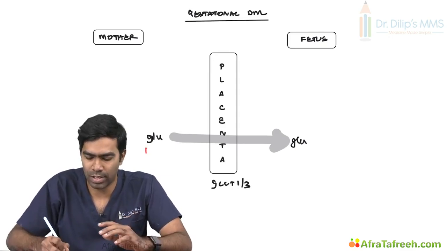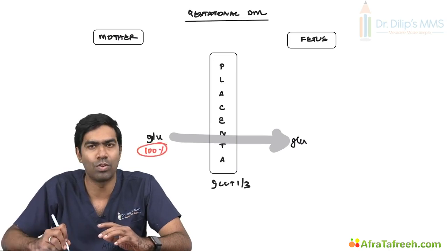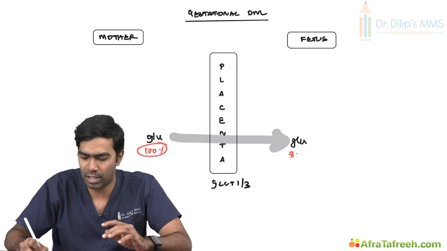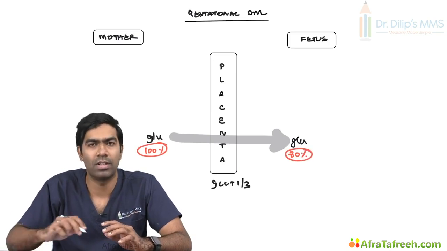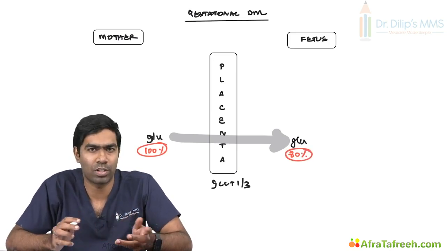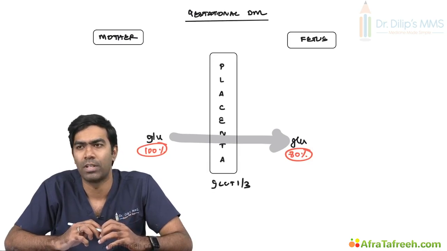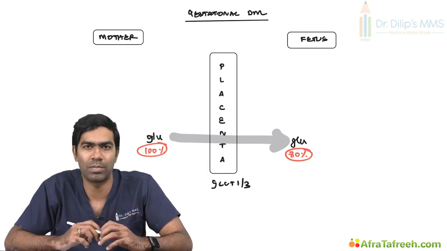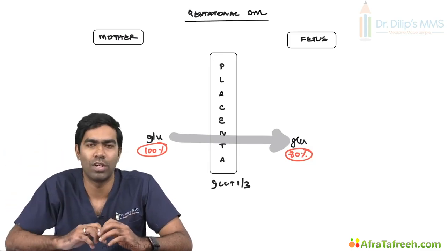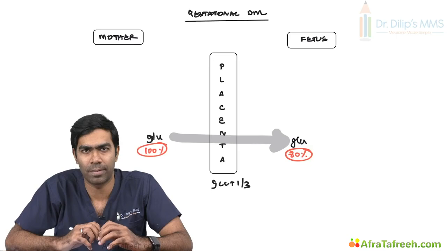How does it work by concentration gradient? For example, if you have 100 molecules of glucose on the maternal side, there will be 80 molecules of glucose on the fetal side, and that's how it works by concentration gradient, because solutes in this particular example are moved from a region of higher concentration to a region of lower concentration just by concentration gradient.